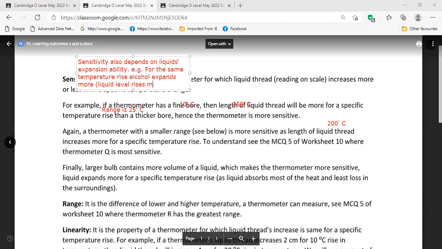Alcohol rises more than water. Therefore, alcohol is more sensitive.